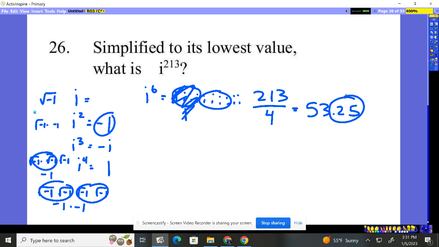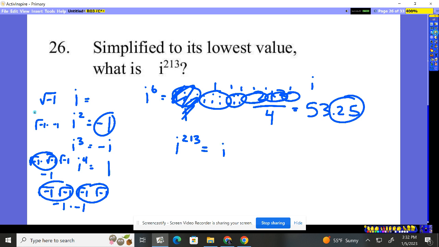So I had 53 sets of these i's, which all are 1, 1, 1, 1, 1, 1, 1. And then I had 1/4 left over. I had 1 i left over. So i to the 213th is simply equal to 1 times 1 times 1 times 1 times 1 times 1, 1, 1, 1 times i. So the answer is it's worth a single i.